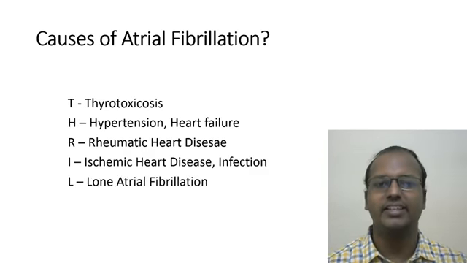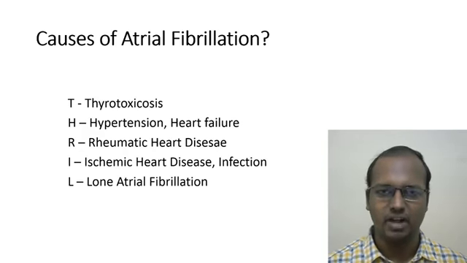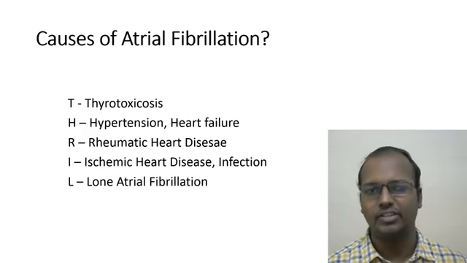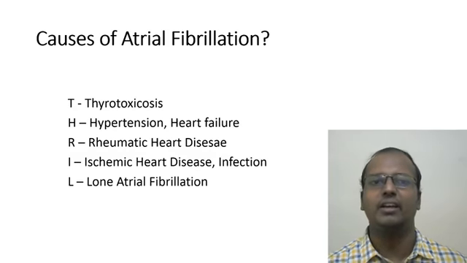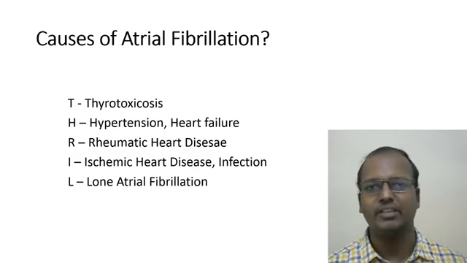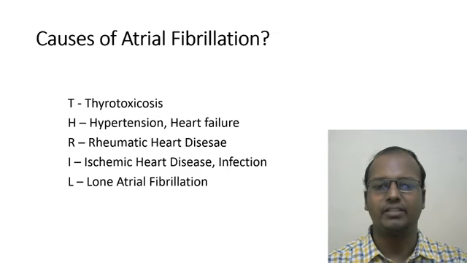Okay, these are the causes. THRILL is a mnemonic to remember the causes of atrial fibrillation. T for thyrotoxicosis, H for hypertension, heart failure, R for rheumatic heart disease, I for ischemic heart disease and infection, L for lone atrial fibrillation.